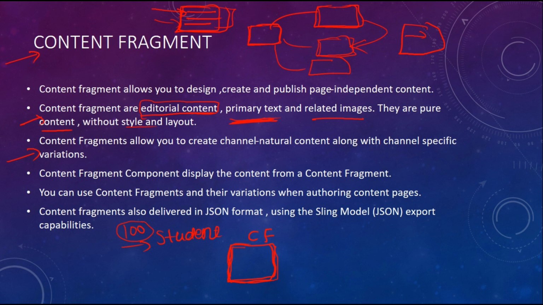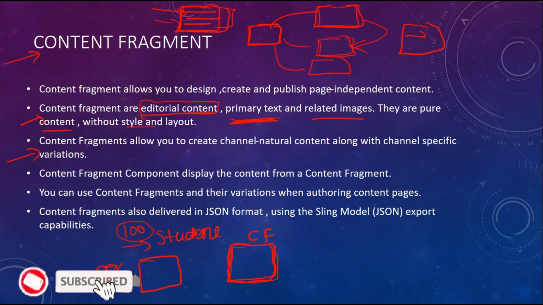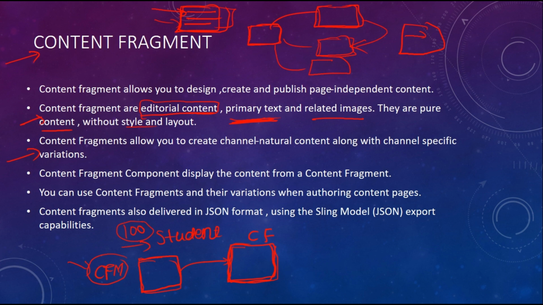So we can simply create a content fragment model. Here we have one concept, that is the content fragment model, and it provides the data types to your content fragment. For creating this content fragment, we have to use this content fragment model. A model is used for storing information, and here we can add the information. It provides all the data types to this content fragment.